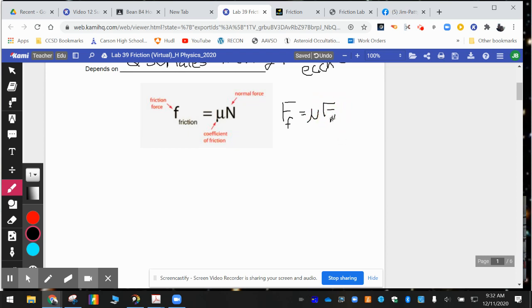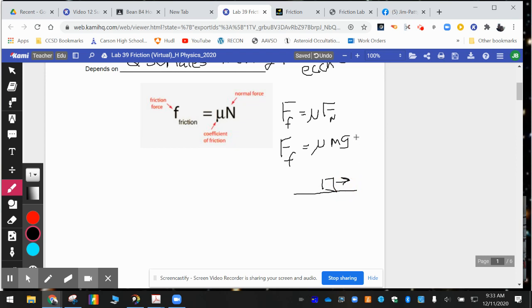So again, here's the force of friction, and this is mu, not meow, and the normal force is simply mg. Now, it's mg if we're on a flat surface. If we're on a flat surface and I'm moving something like this.